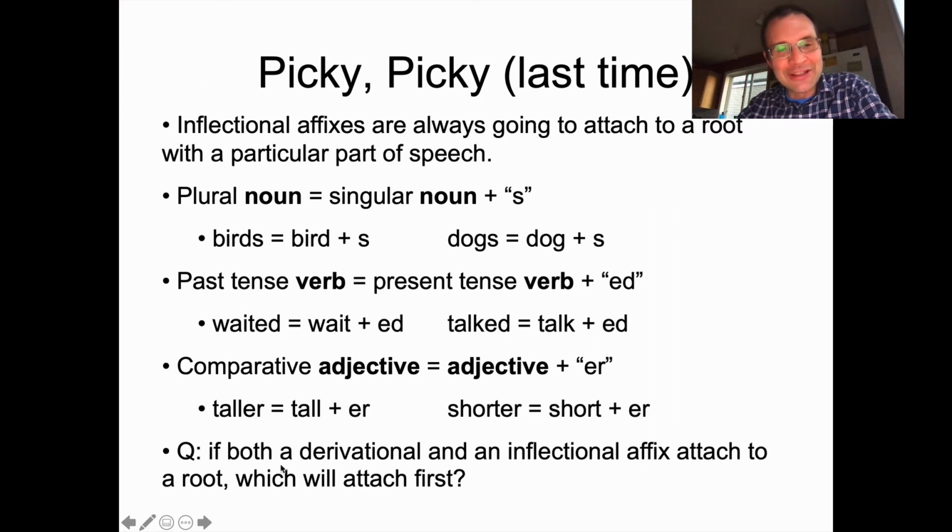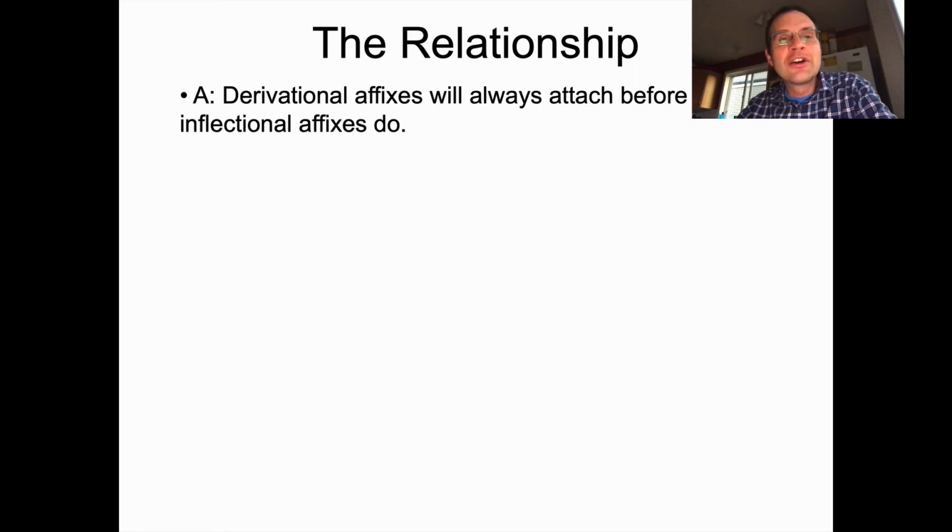What does matter is the answer to this question. So let's say you have a complex word with both a derivational and inflectional affix in it. Which one attaches first? Hopefully you figured out the answer, that derivational affixes will attach before the inflectional affixes do. And one way you can think about this is that you need to create the new word before you create the new word form.